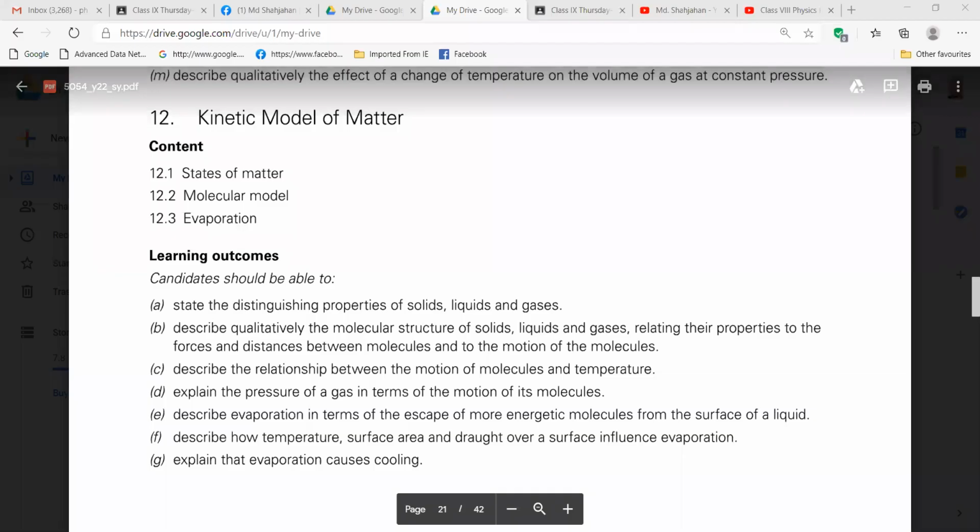Now the recording is starting. Here is your kinetic model of matter.